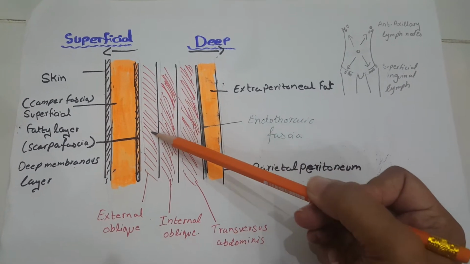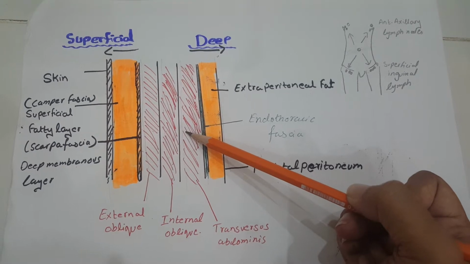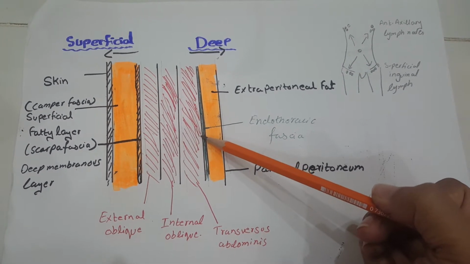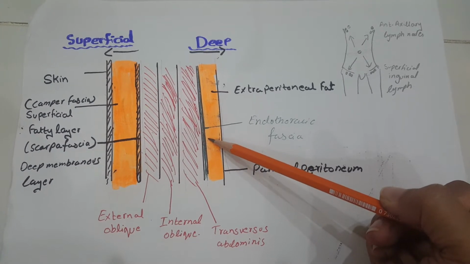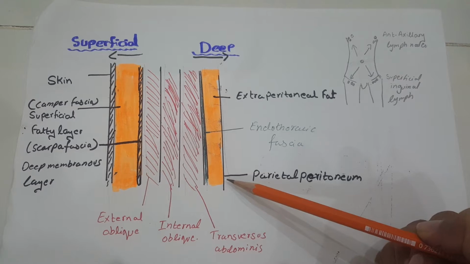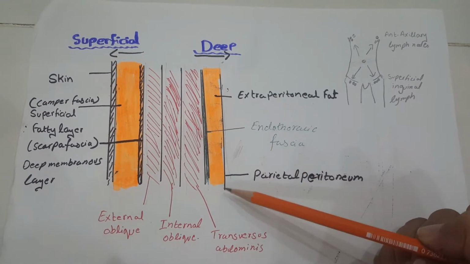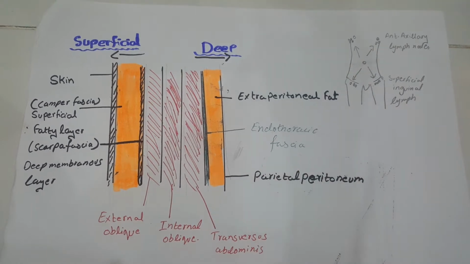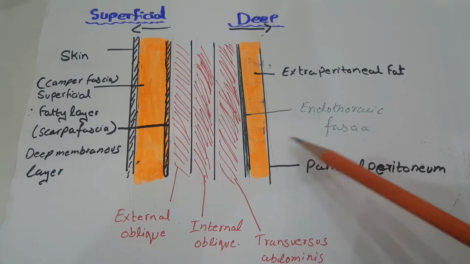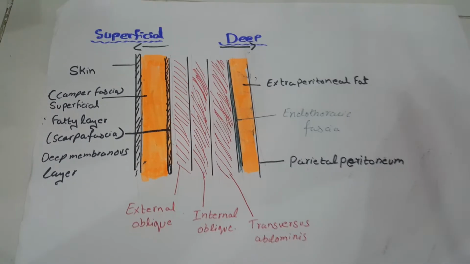Then come the external oblique muscle, internal oblique muscle, and transversus abdominis muscle. Below the transversus abdominis muscle, endothoracic fascia is present. Then comes extraperitoneal fat. Deeper to it is the peritoneal cavity. The peritoneal cavity is lined by parietal peritoneum. Abdominal organs are present deep to the peritoneum. So this is the sequence of the abdomen.